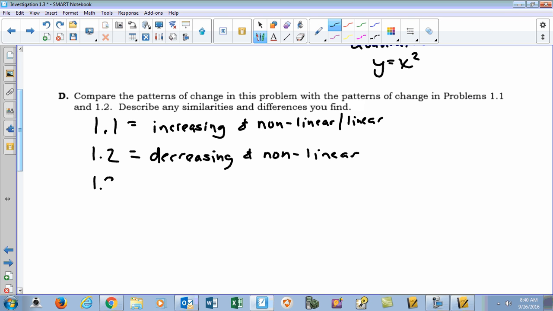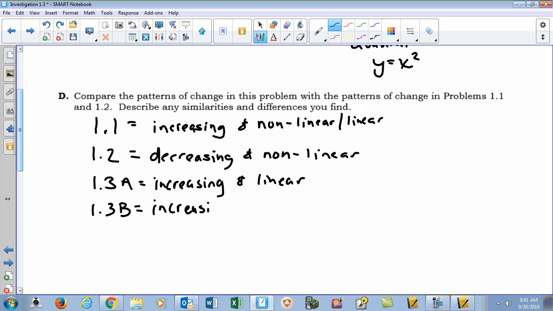And then in 1.3, our first part, the truss, we had a graph that was increasing or decreasing? Increasing. Yep, the truss increased, right? The number of rods to the length. And it was what? Linear or nonlinear? It was linear. And then this last one that we just did, the staircase, was that increasing or decreasing? Increased, right? As we moved up on steps, we increased the rods, and it was nonlinear.